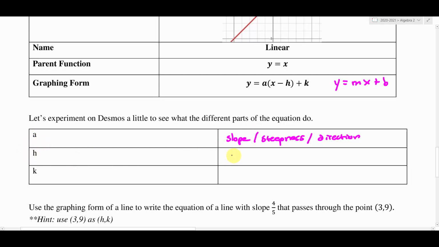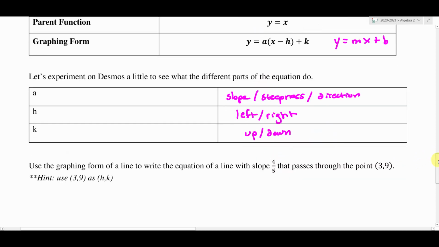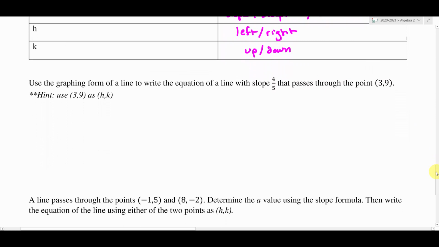H controls horizontal translation, like left and right movement, and K still controls our up and down. And of course, if you want the line to go the other direction, you would reflect it by putting a negative in front of the A value, just like you would for the other functions. Okay, so let's look at a problem that we might do.